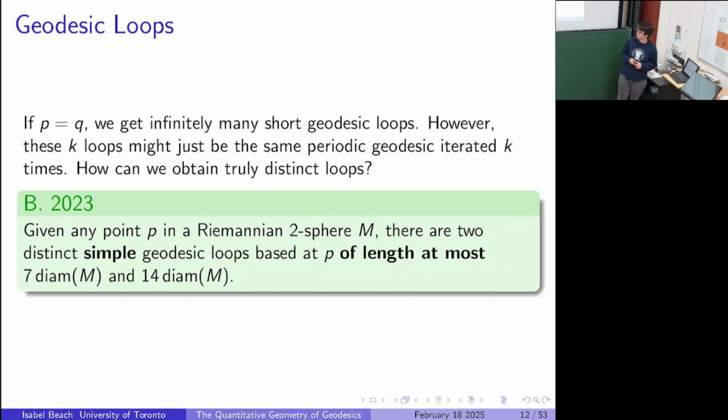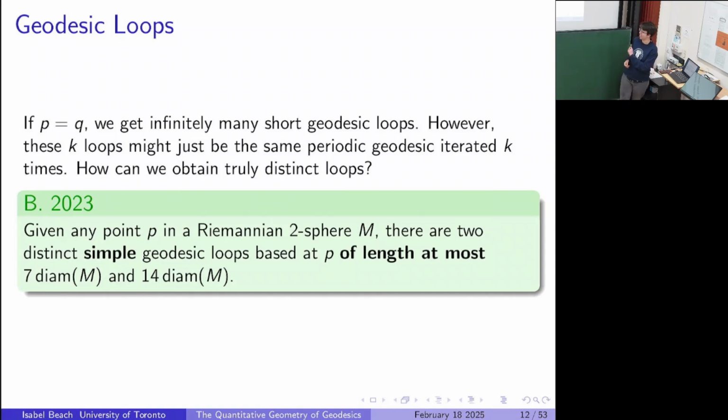And I proved a result to that end. That given any point in a Riemannian 2-sphere, there are 2 distinct simple geodesic loops based at that point, with length at most 7 and 14 times the diameter. So this result is very similar in style to the Lusternik-Schnirelmann theorem. So instead of having 3 simple geodesics on a sphere, it's 2 simple loops on a disk.